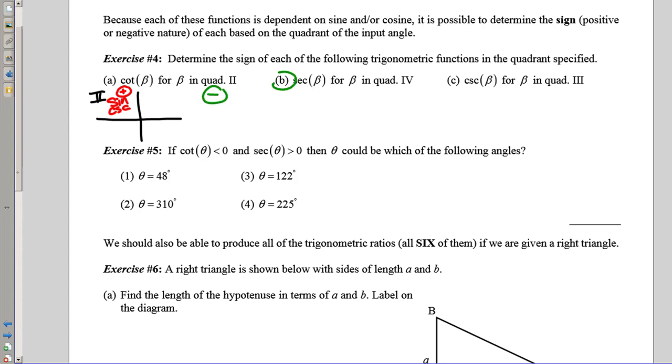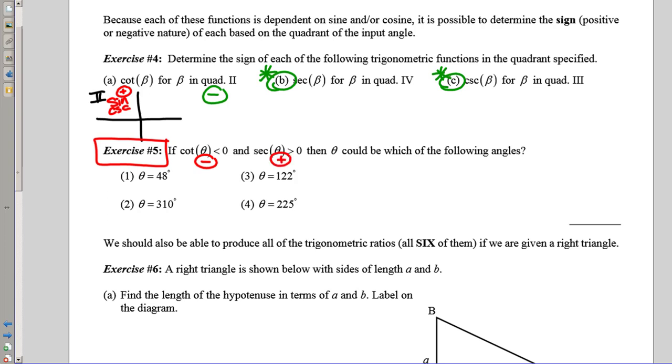Okay, I'm going to ask you to pause the video and complete B and C, doing that same kind of process. So determine which quadrant you're in, determine which reciprocal function you're dealing with. All right, and then you can also complete exercise 5. Just notice that this is saying cotangent is less than 0. That implies negative. Secant is greater than 0. That's telling you it's positive.